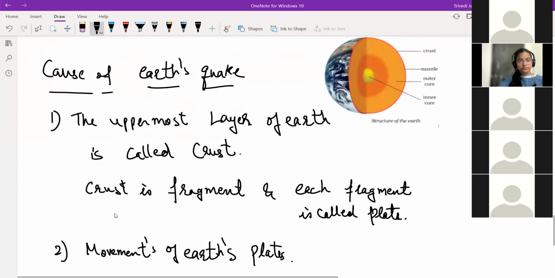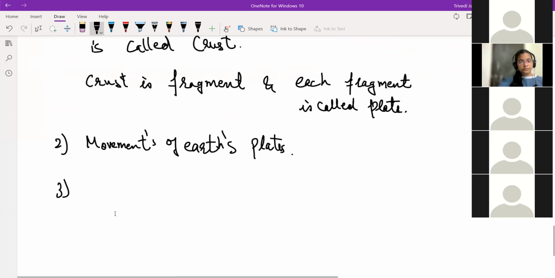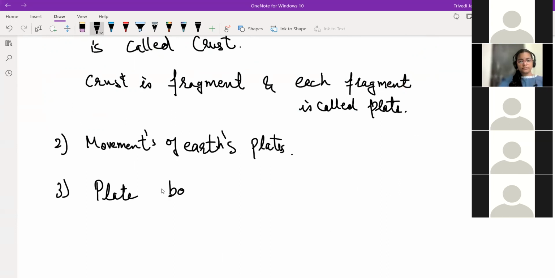Zone. Where is that zone? The zone where the places are prone to earthquakes, they are known as the weak zones or the seismic zones, or fault zones in general. In half of the countries, they have already mentioned the weak zone or whichever zone is prone to the earthquake.